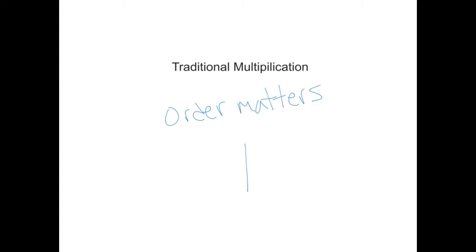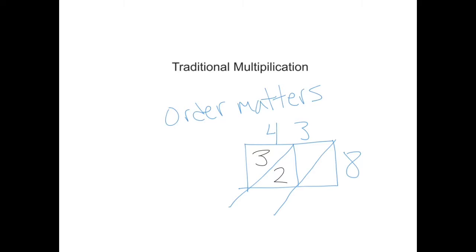So if we take a look at an example lattice problem of 43 times 8, I set up my lattice box, and here I could do my 8 times 4 or 8 times 3 first. It doesn't matter which one I start with. So I could do 8 times 4, which gives me 32. 8 times 3 is 24, and I add my pieces together.